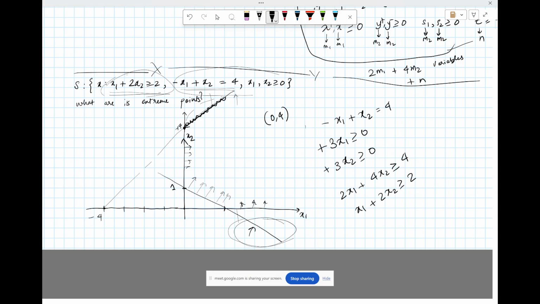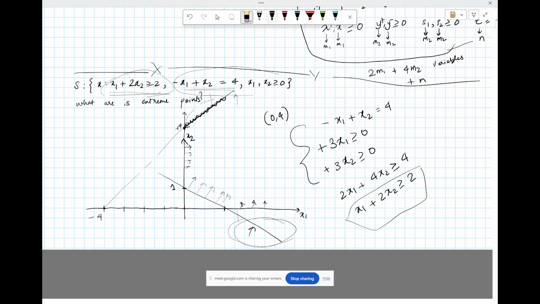So if I add these three constraints, I get the first constraint. So it's a linear combination of the other constraints. So it's in some sense redundant. Am I clear? Yes, sir.